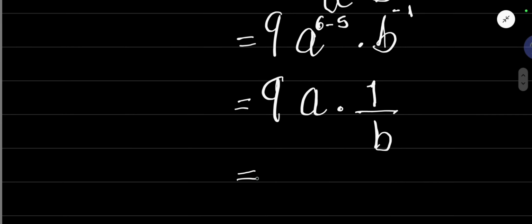Then when you simplify this, you can say 9a times 1 over b, meaning that this and that do not cancel. We cannot cross cancel because there are no numbers that can cancel. Okay, 9a times 1 is 9a divided by b, and that's your answer.